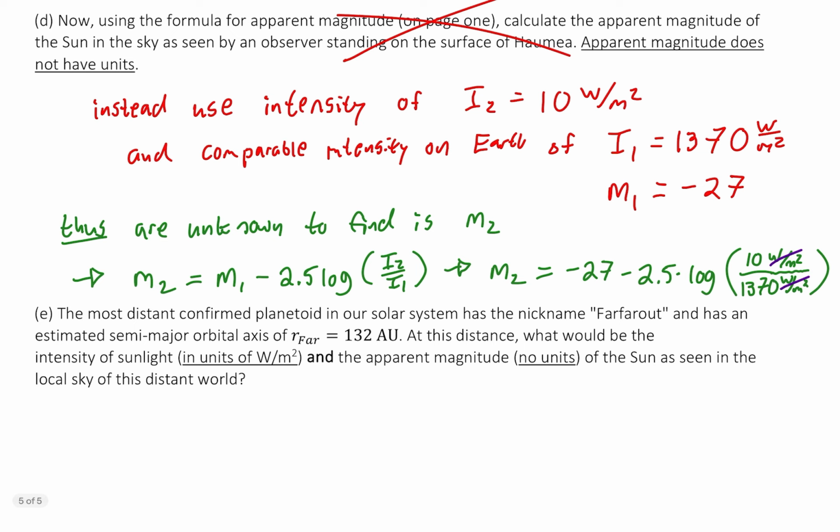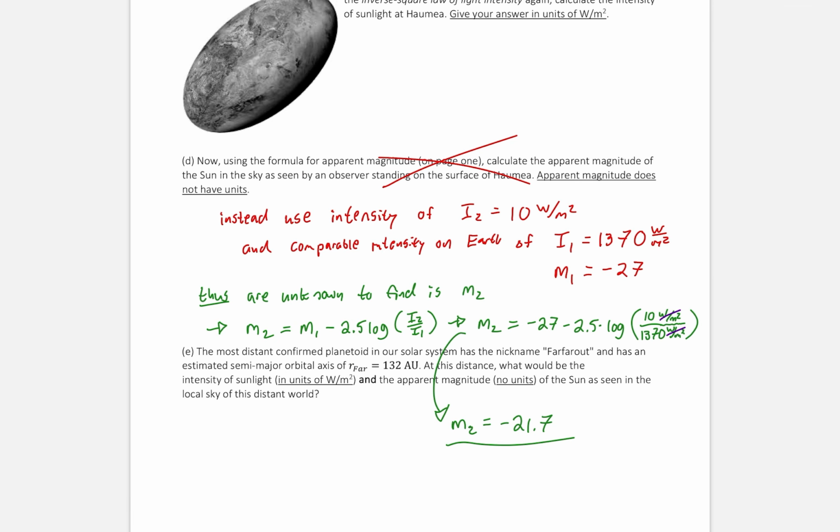And once you plug everything in, and I ran out of space, so I'll go right down to the line here, you find that M2 is negative 21.7. And if you're thinking that can't be right, that's still a very large number in the sense that it's close to negative 27, and that means it's even brighter than the full moon. Well, actually, it totally is right. It just goes to show that having what seems like a really small intensity in terms of actual units of watts per square meter, 10, as compared to 1,370, doesn't make a big difference in the apparent magnitude, because it's a logarithmic scale, right?